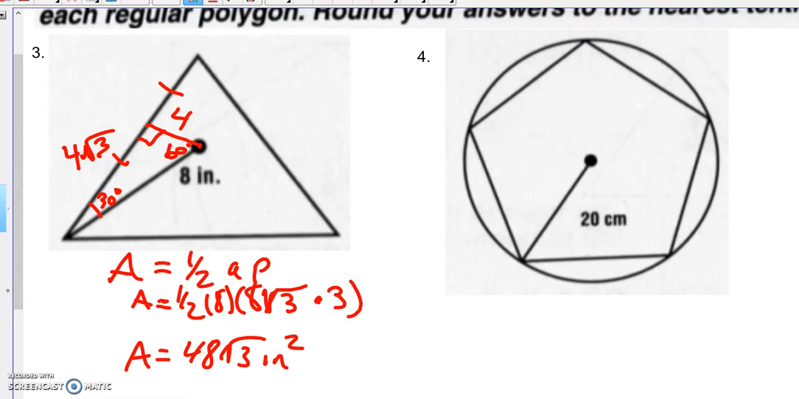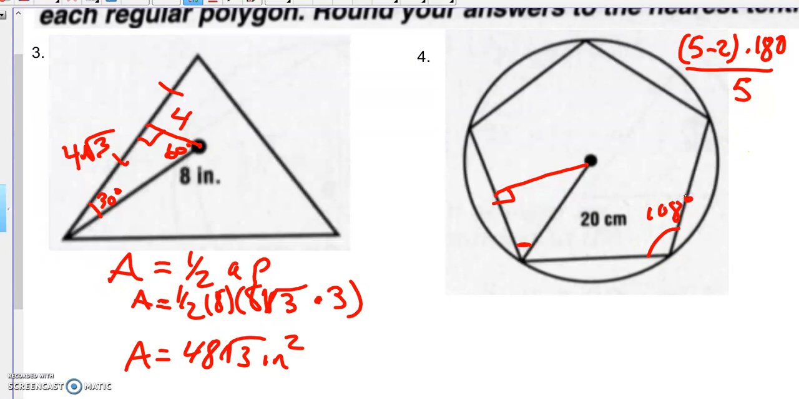Next one here, similar situation, except this is a pentagon. They tell me the radius, not the apothem. I want to know the apothem. I need to be able to find one angle. If you remember how to find an interior angle in a regular polygon, you can do number of sides minus 2 times 180 divided by number of sides, and you'll get 108 for each angle in a regular pentagon. Therefore, that's half of it, so that's 54 degrees.